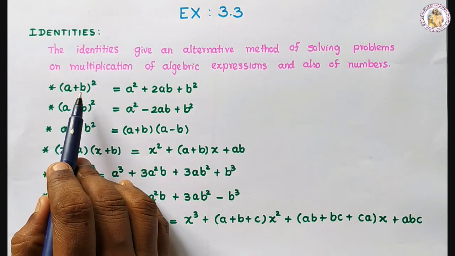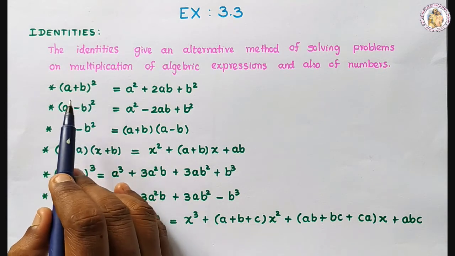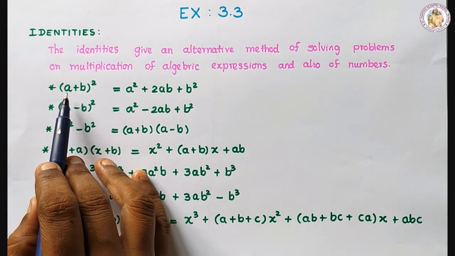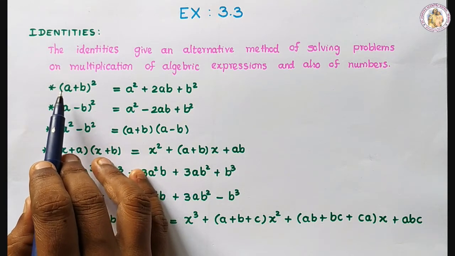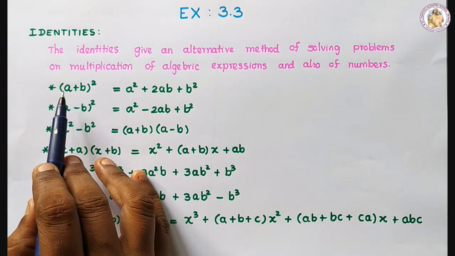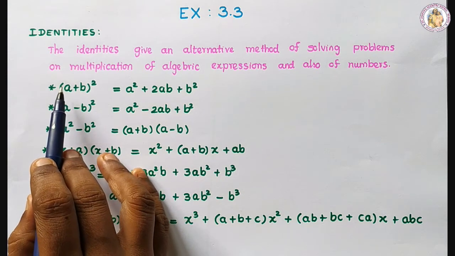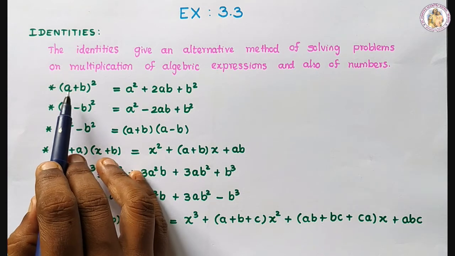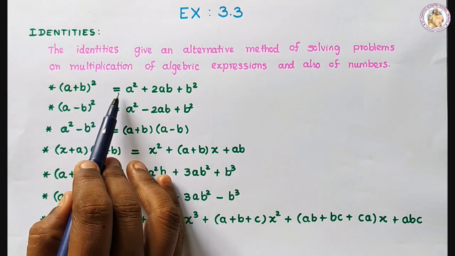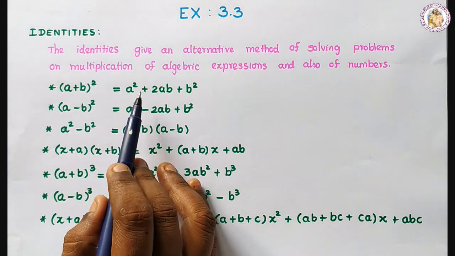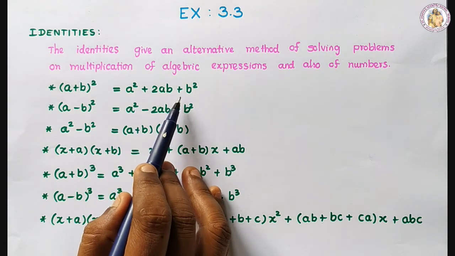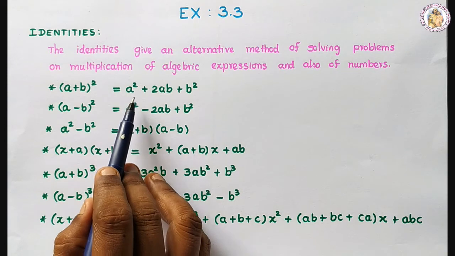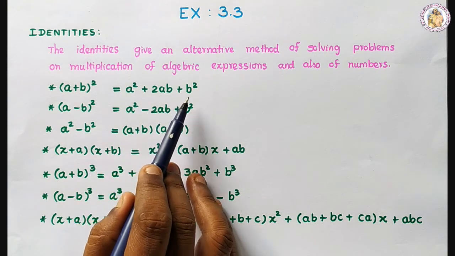A plus B whole squared. How will you write? A plus B inside the bracket. So, inside the bracket means we want to read the whole squared. So, A plus B whole squared equal to A squared plus 2AB plus B squared.